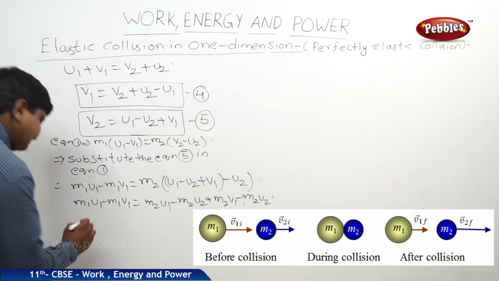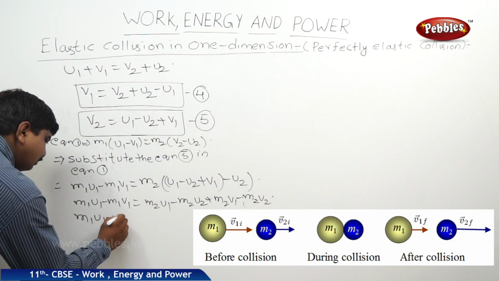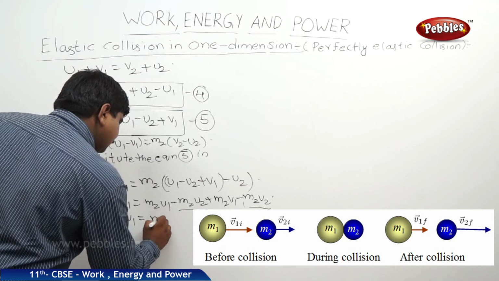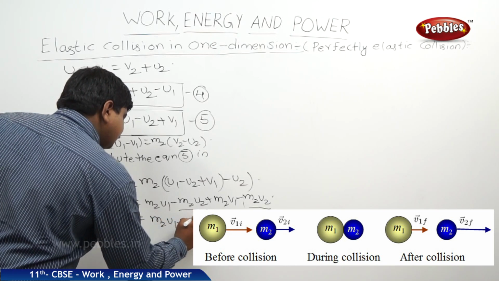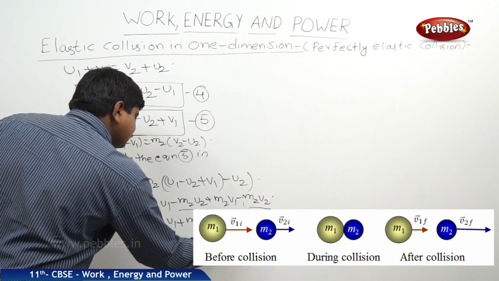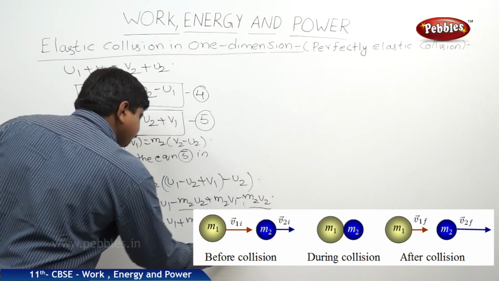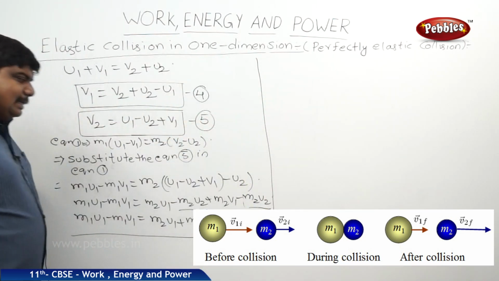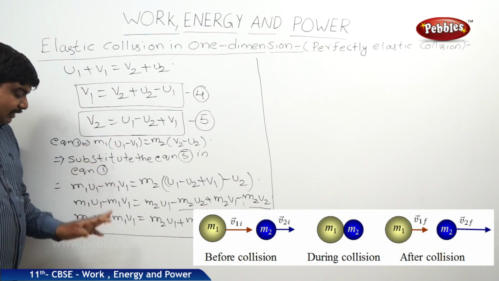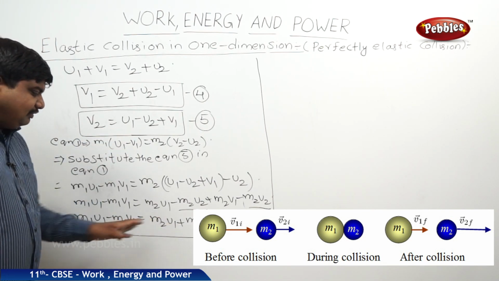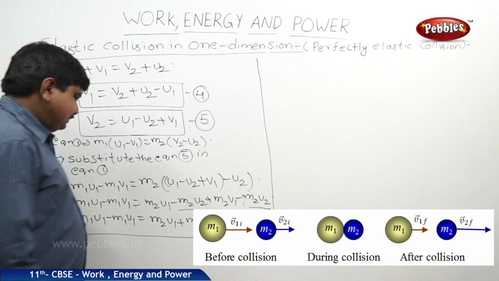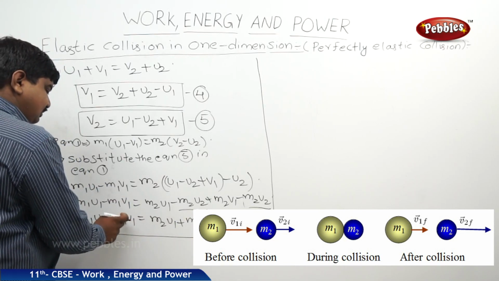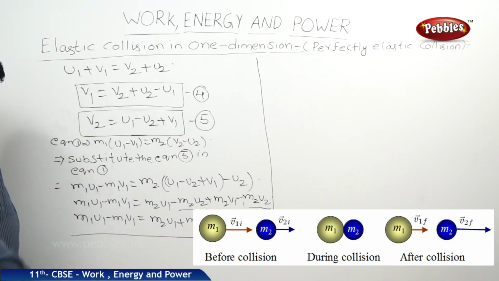If you try the simplification, this will be m1 u1 minus m1 v1 is equal to m2 u1 plus m2 v1 minus 2 m2 u2. So here, what can we write? We have substituted the v2 value. We should find out the v1 value. So we should bring all v1s to one side and all u's to another side. So this is m2 v1, this is m1 v1. So I am bringing this whole term to this side.